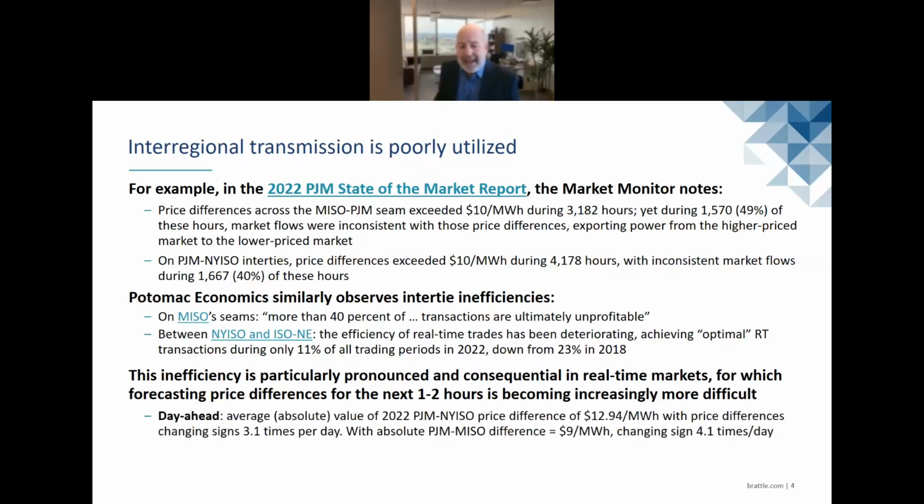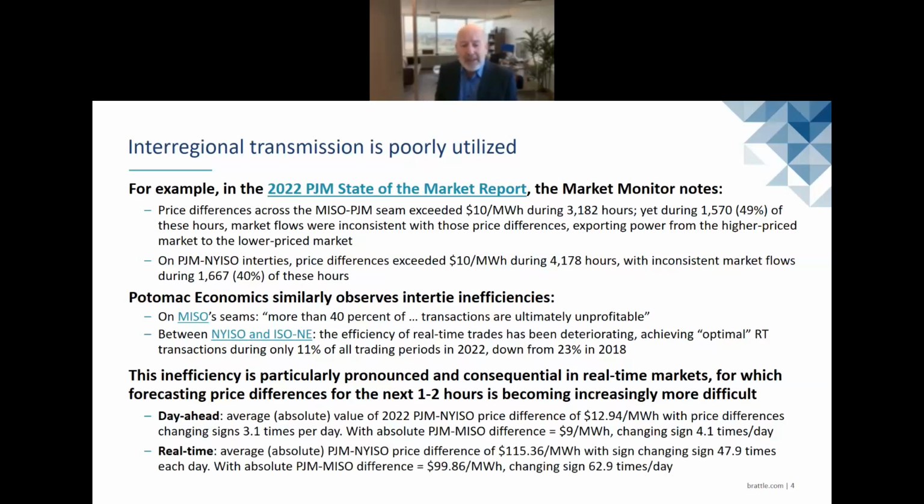It's different in day ahead, where if you look at the PJM MISO seam, we see a difference of about $13 a megawatt hour, changing signs 3 times a day. So bilateral trades are pretty good keeping up with these day-ahead prices. Same on PJM MISO. But if you look in real time, it's really quite stunning.